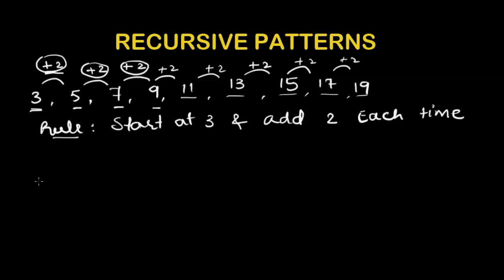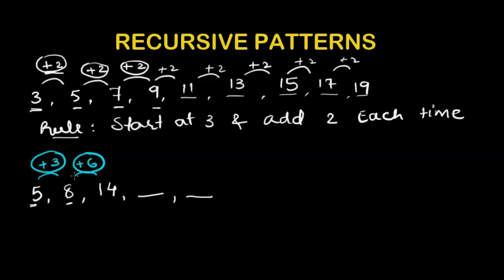If, let's say, the pattern is something like this, 5, 8, 14, and we are asked to fill in the 2 blanks further, we first have to find out how we get the next term from the previous term. So how do we get 8 from 5? We notice that if we add 3 to 5, we get 8. If we add 6 to 8, we get 14. So here the rule is not the same. For a recursive pattern, we need to have the same rule. So we have to find a different way to find the rule.